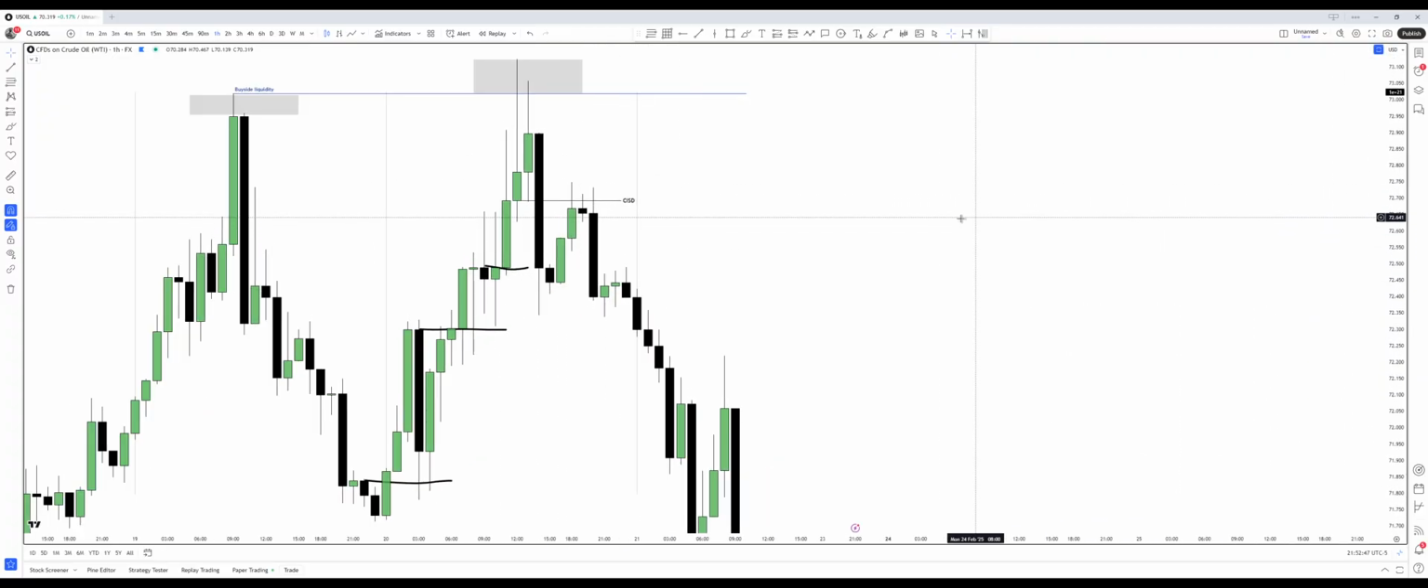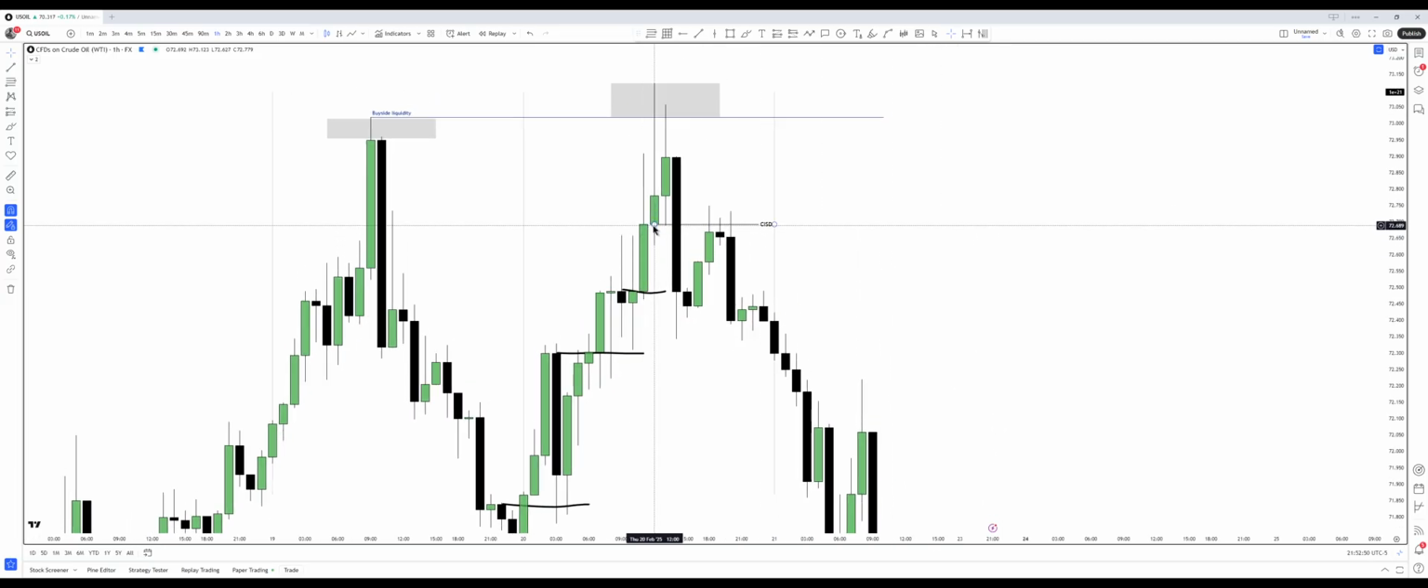The opening price of this candle right here never closed above. You see, never closed above.